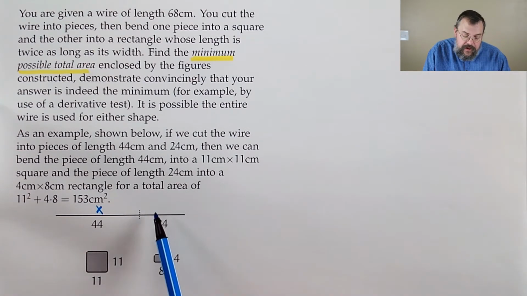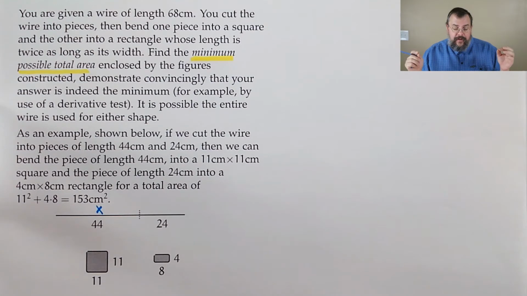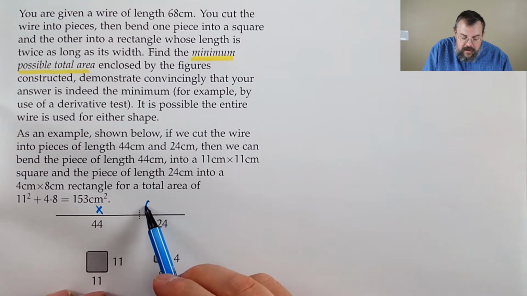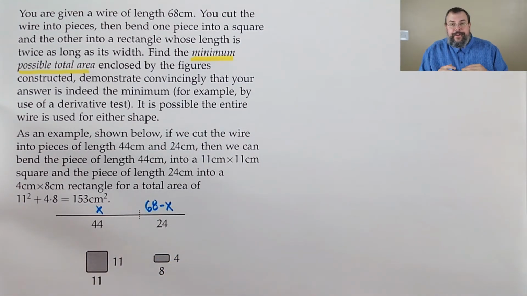Now, what about this length? We could call it y, but automatically we know what it is, right? Because we know the total length is 68. And we said the first piece over here has length x. The total length is 68, so the remaining part would be 68 minus x. All right, good. Now, we keep going.